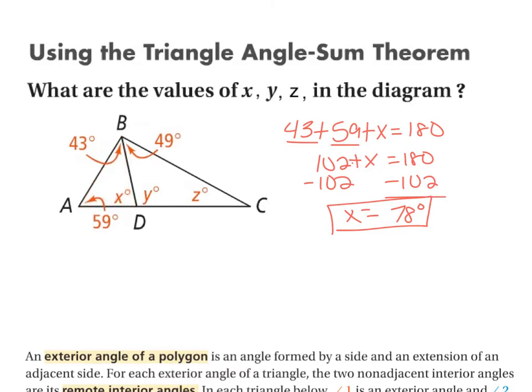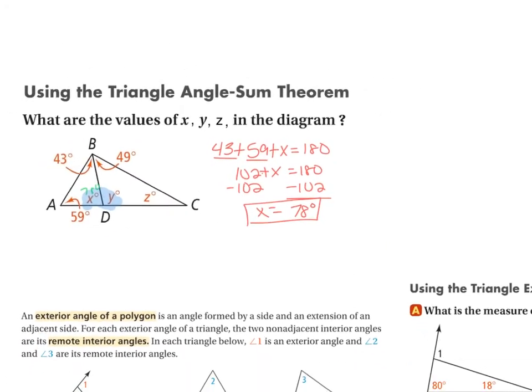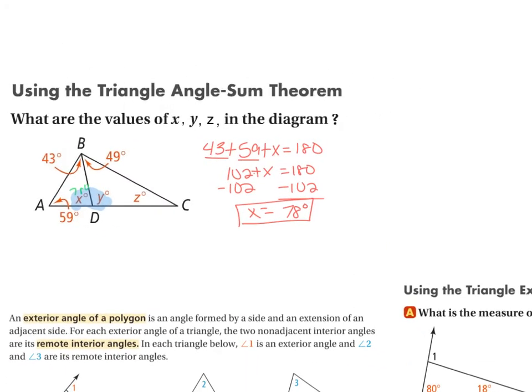Okay, so we know x is going to be 78 degrees. Do you see a way to figure out y? Well, as you can tell, these two angles together add to be 180 because they're a linear pair. They're on a straight line. So let's do that. We know what x equals, so that'll be 78 plus y equals 180. Subtract 78 from both sides, so y equals 102 degrees.